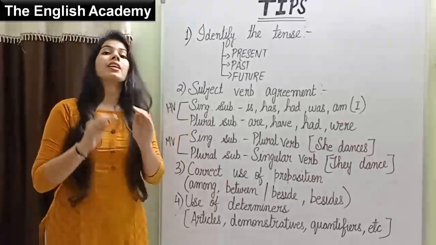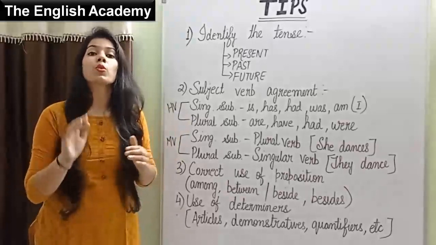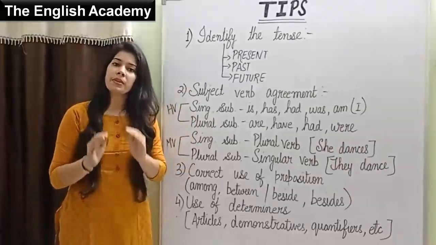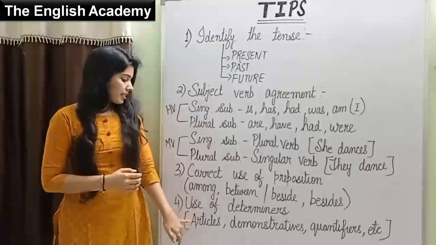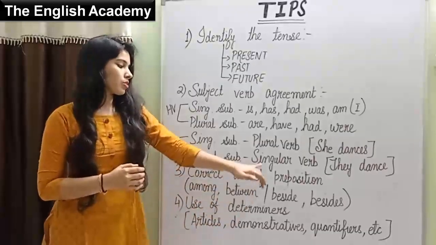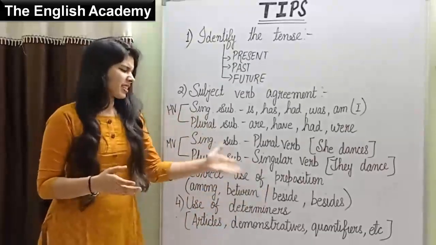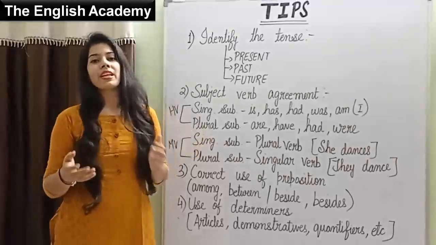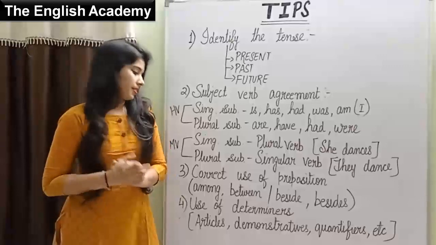अब इन सब के बाद कहाँ एक और गलती होती है, वो होता है determiners. आपको चेक करना है कि determiners correctly placed हैं या नहीं. Then determiners we have articles, demonstratives and quantifiers, etc. Articles, a and the. You know very well where we put a and the.